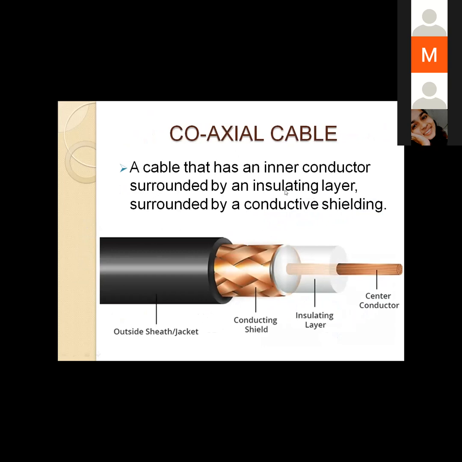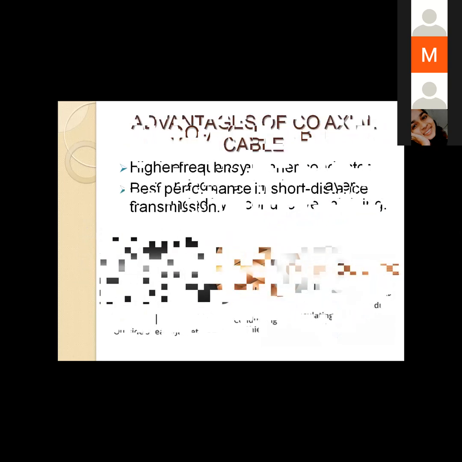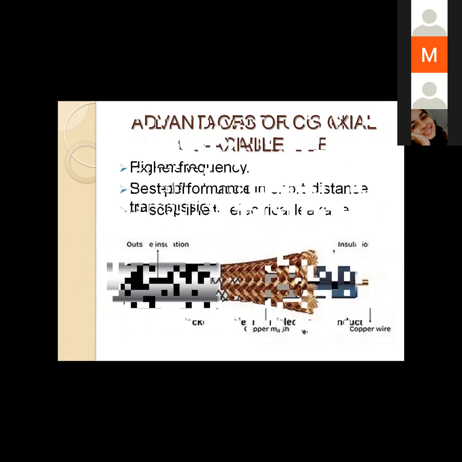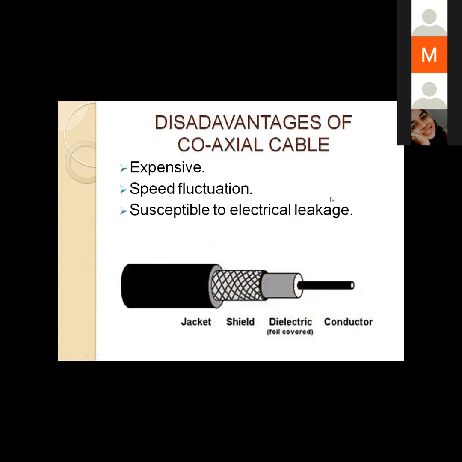The coaxial cable consists of two conductors that are separated by an insulating shield. They support higher frequency as compared to twisted pair cables. They can transmit the data over short distances, but the distance is longer than that of the twisted pair cables. They are extremely expensive because they are difficult to install, as they are very thick and stiff. Speed fluctuations are also a problem in this type of cable, and they are susceptible to electrical leakage as well, which means if the signal is lost at the transmission, the entire network will be down.